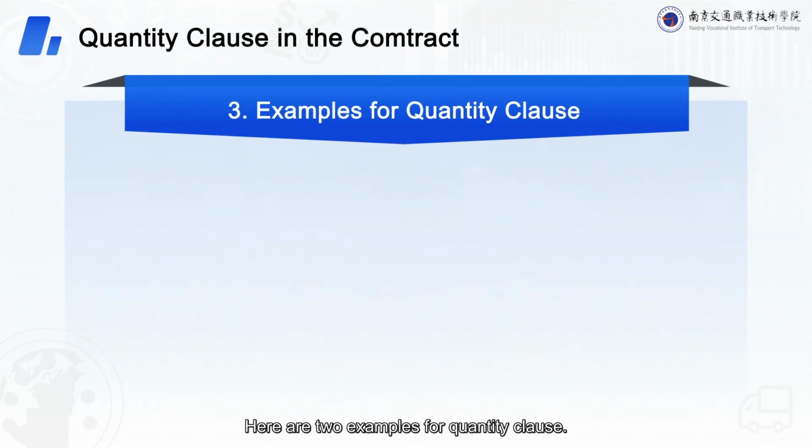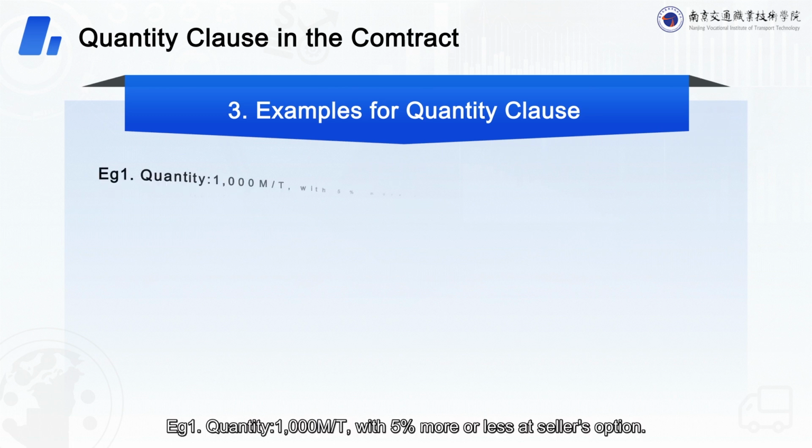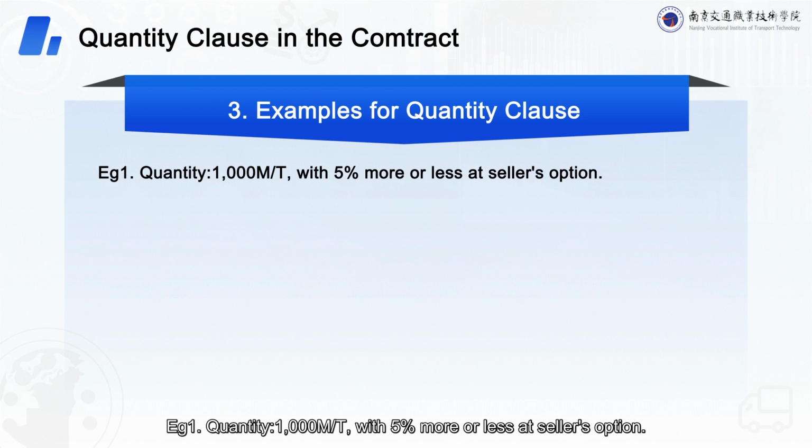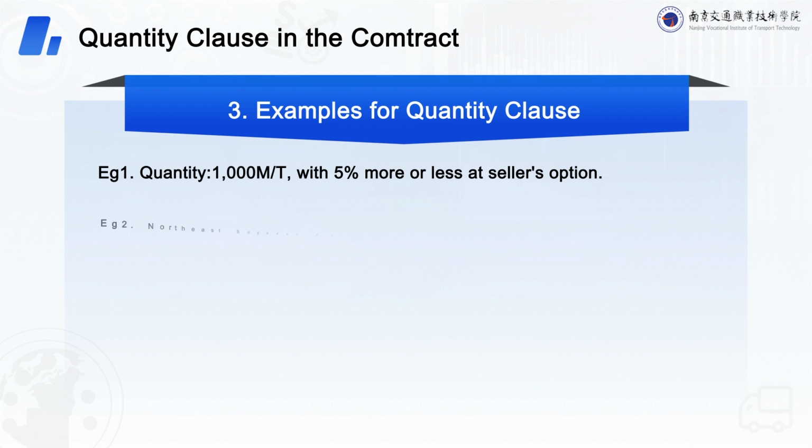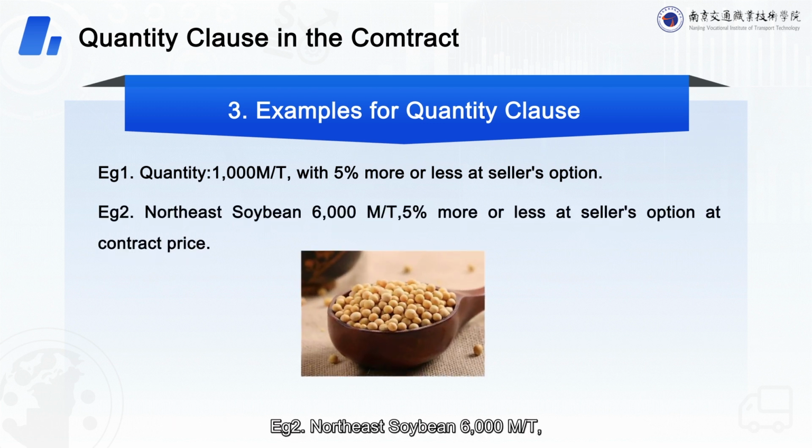Here are two examples for quantity clause. 3. Example. Example 1. Quantity 1,000 MT with 5% more or less at seller's option. Example 2. Northeast soybean 6,000 MT, 5% more or less at seller's option at contract price.